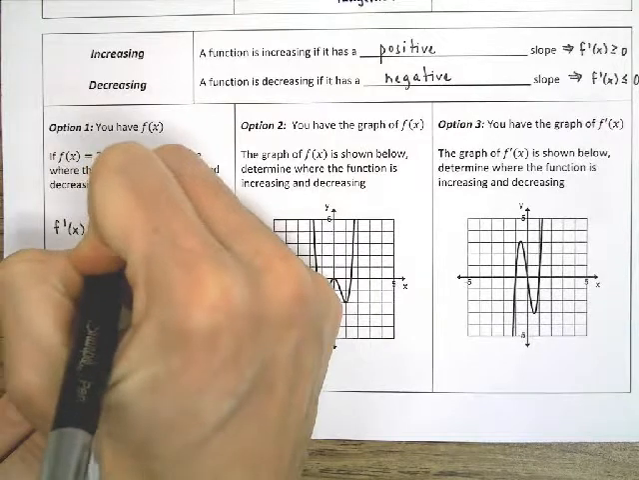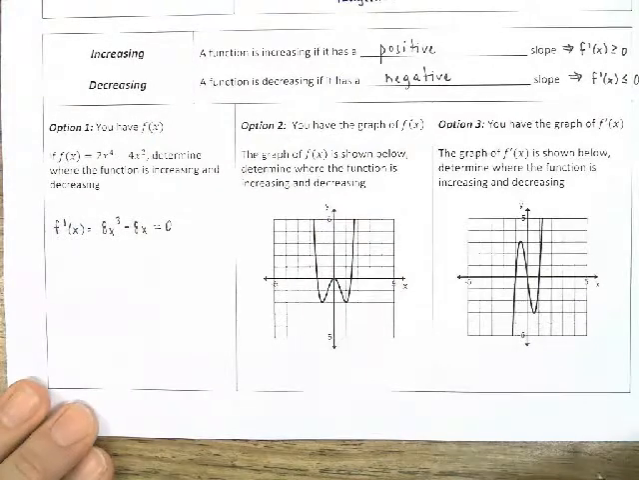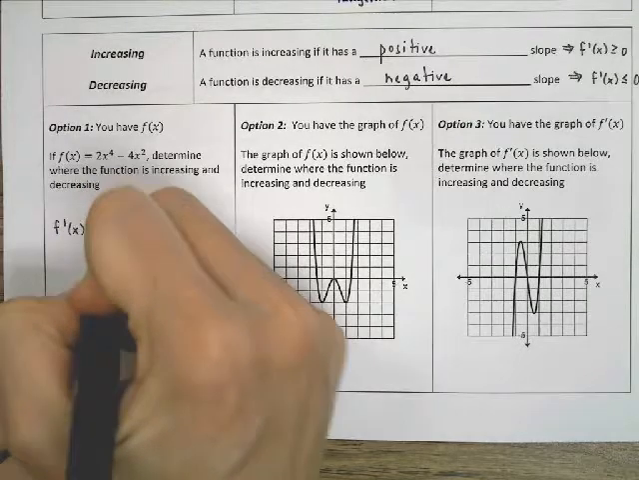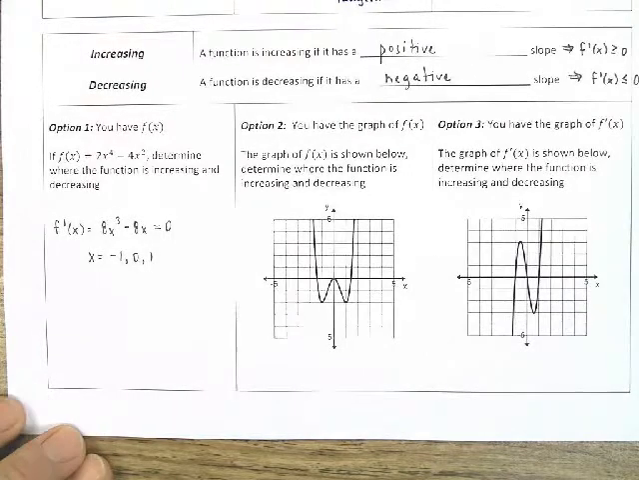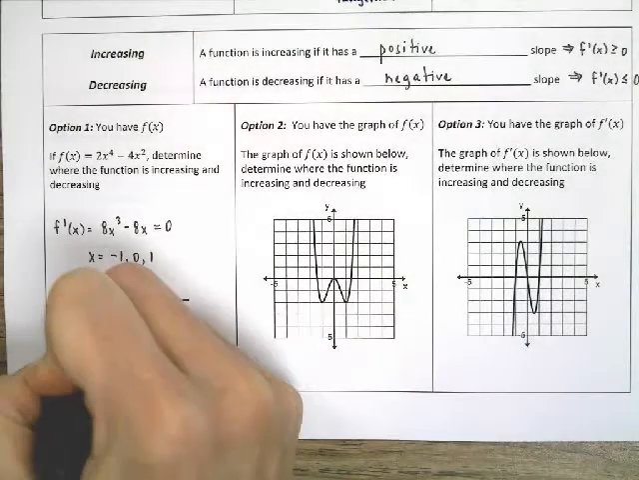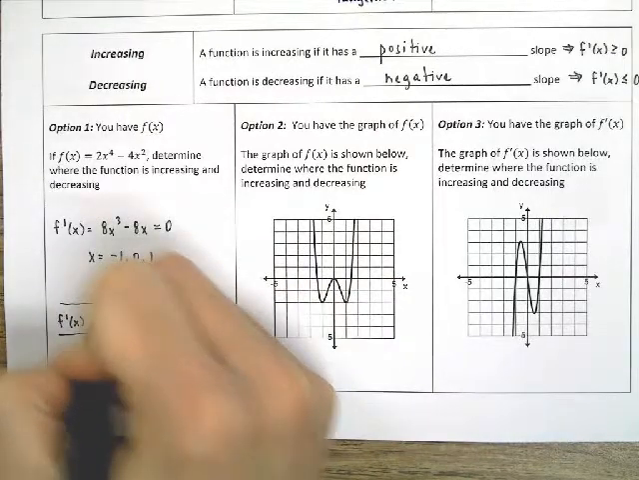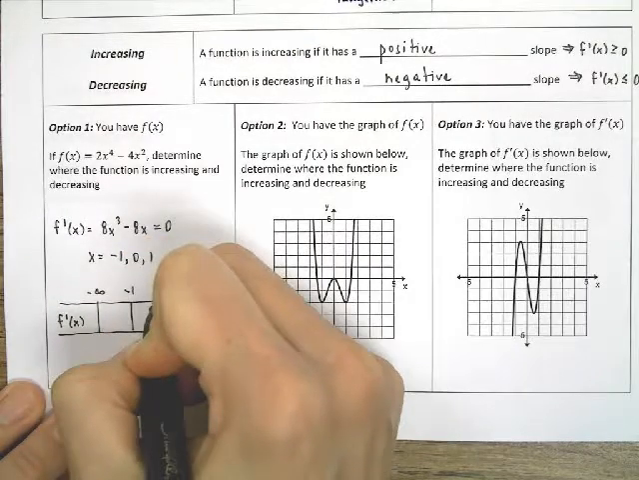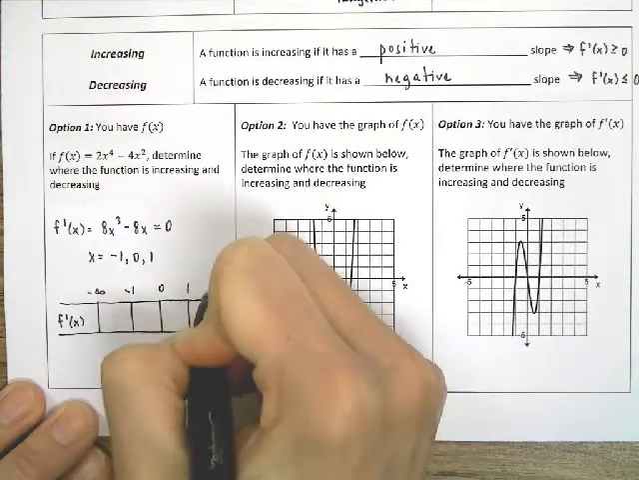And I know this is 8x cubed minus 8x. I'm going to find where that's equal to 0. Since we just did that work up above, I know those critical points, those x values were -1, 0, and 1. So again, just like we were doing with velocity, we're going to make our number line. So I know here I'm working with f prime of x. Now my domain in this case is from -infinity to infinity, so I have -infinity. I'm going to make a mark at -1, 0, 1, and infinity.